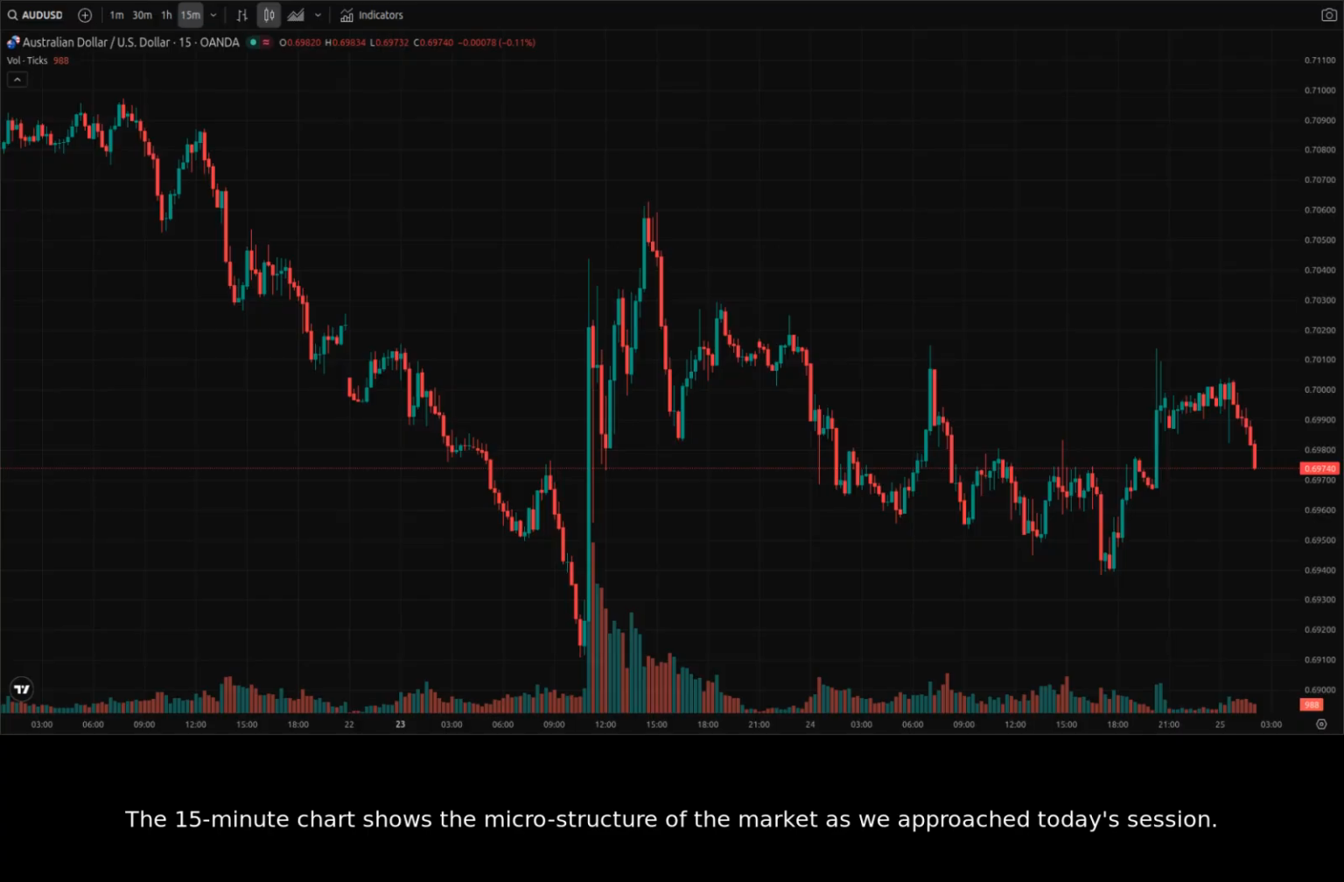The 15-minute chart shows the microstructure of the market as we approached today's session. We can clearly see the price action around the time of the terrible 2-year Treasury auction. That auction saw the biggest tail in 3 years, which spiked U.S. yields and immediately pressured the Aussie. Notice the sharp dip on the chart during that specific event on March 24th.